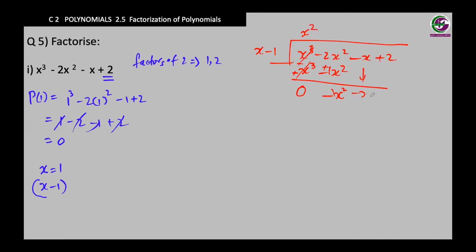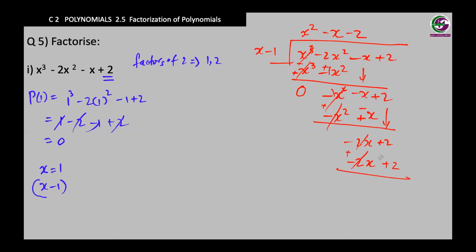And we take down the terms. Negative 1x squared divided by x is negative x. So it will be negative x squared. Plus 1 times x is x. These two get cancelled. This will be negative 2x. Take the new term down, plus 2. So we have negative 2x divided by x, which will be negative 2. It is negative 2x, minus and minus will be plus, 1 times 2 is 2. So these two get cancelled. Also these two get cancelled. We get the remainder 0.